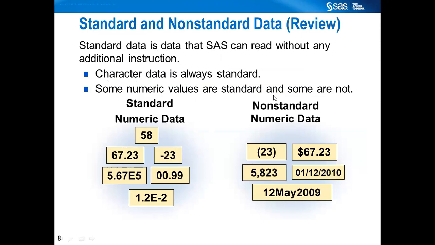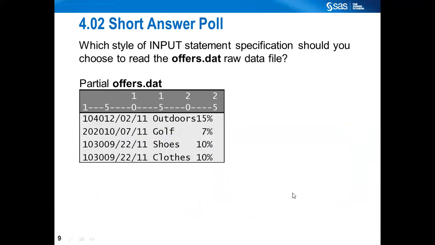Some numeric values are standard and some are not. See, these are all standard numeric values with a negative sign. It can also read decimal places and exponential notation. So this is standard numeric data, whereas these are all non-standard numeric data. These are numbers, but they have special signs, like a comma. Dates can be standard or non-standard, with this slash, whereas this is again non-standard data.